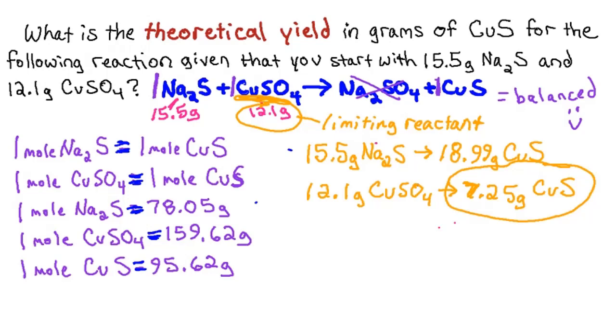So the answer to this question, what is the theoretical yield in grams of CuS for the following reaction, given that you start with 15.5 grams of Na2S and 12.1 grams of CuSO4? We can make 7.25 grams of CuS.